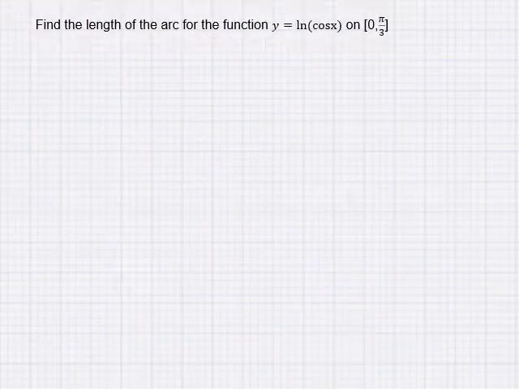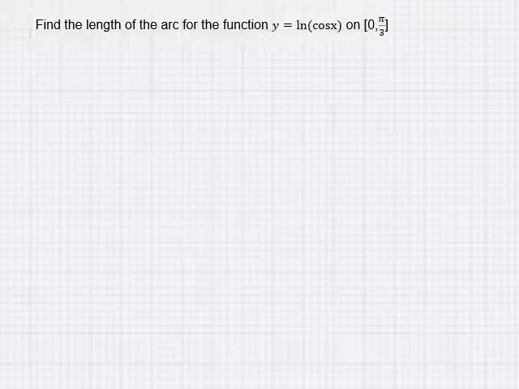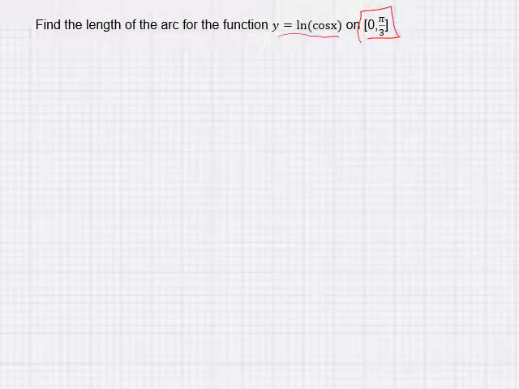Here's another arc length problem. Here's your function. We have the log of cosine x. Here's the interval along that function we want to travel. So it's a function of x. Everything's going to be integrated in terms of x. These are x values in this interval.